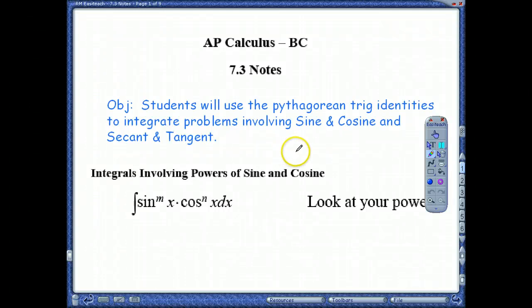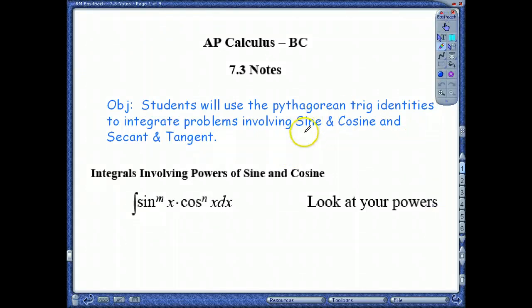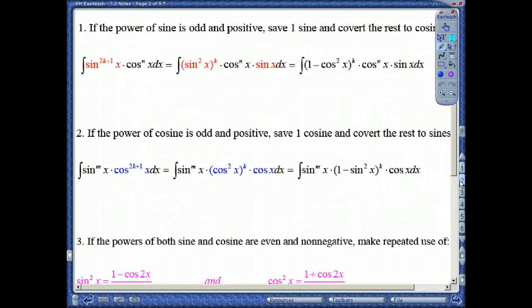Welcome to section 7.3, which is working with integrals that involve sine and cosine, and then secant and tangent. To do these types of problems, we're going to be using a lot of Pythagorean trig identities. Now, it's very important for you to read your notes.